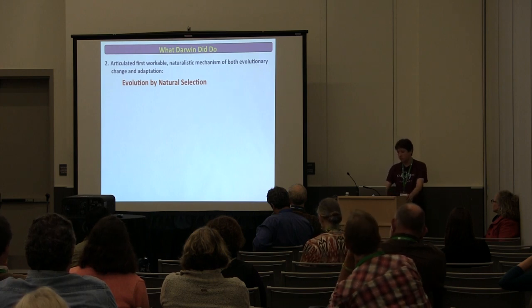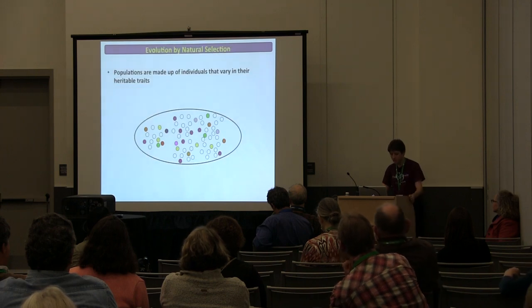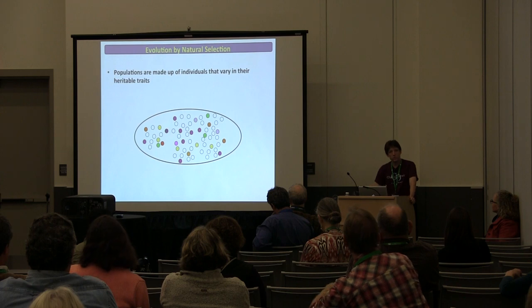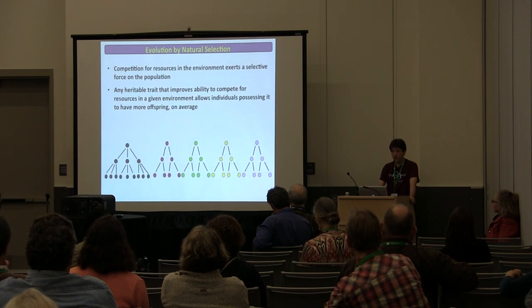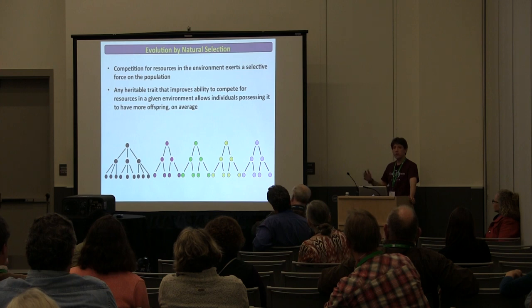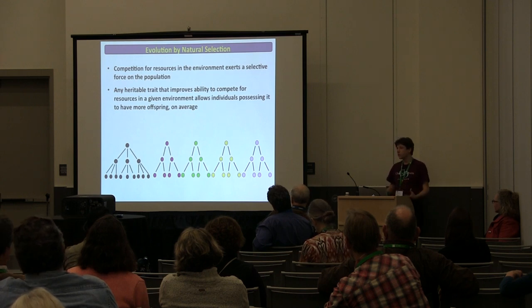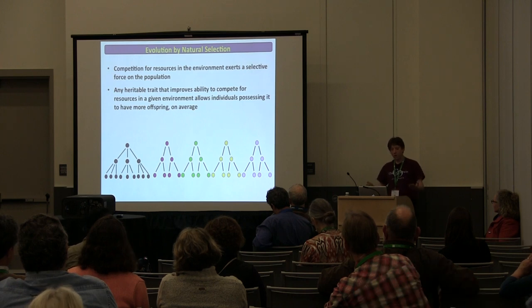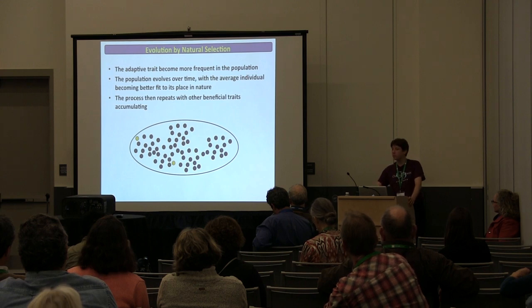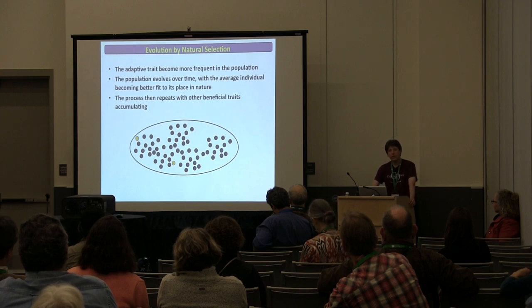This, of course, is the concept of evolution by natural selection, which is very simple. Dr. Kenick just went over it. But to quickly review and to set up what I'm going to be going into, populations are made up of individuals that vary in their heritable traits. And then there's competition for resources in the environment in which the population resides that exerts a selective force on the population. Any heritable trait that improves the ability to compete for these resources in a given environment allows the individuals possessing that adaptive trait to have more offspring on average. And so over time, the adaptive trait becomes more frequent in the population, and the population, not individuals, but the population evolves, with the average individual within the population becoming more fit to its place in nature.